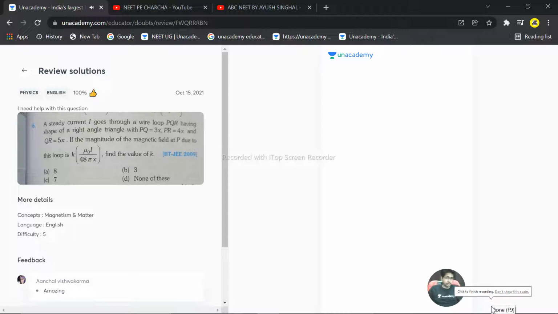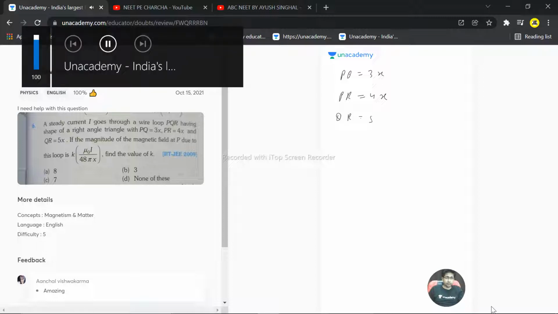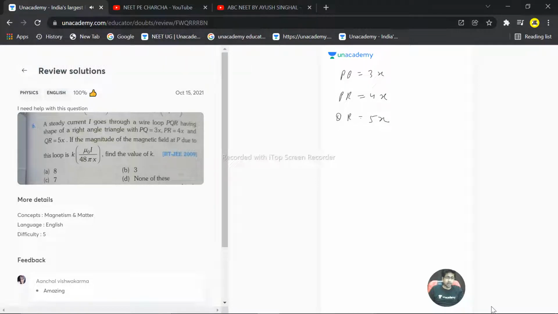Here the question says a steady current I goes through a wire loop PQR having the shape of a right angle triangle, with PQ equal to 3x, PR equal to 4x, and QR equal to 5x. So it is given that PQR is a right angle triangle.